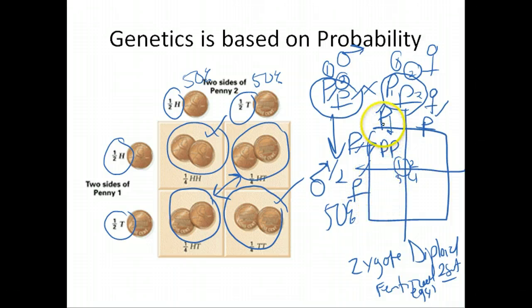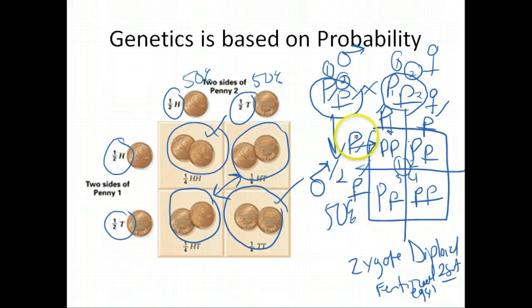Likewise, the mom's going to give a big P here, and the dad's going to give a little p here, so that's this organism's genotype. The dad will give a big P here, mom will give a little p here, that's this organism's genotype, and in this case both parents will give little p alleles. So that's what I want you to think about, guys.